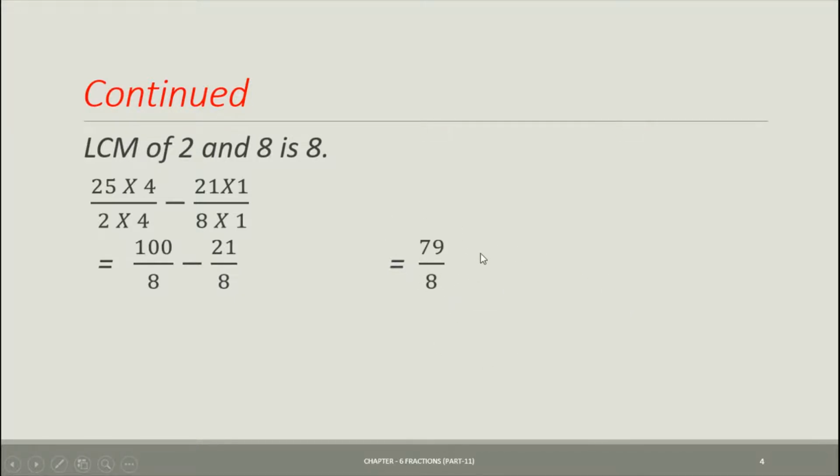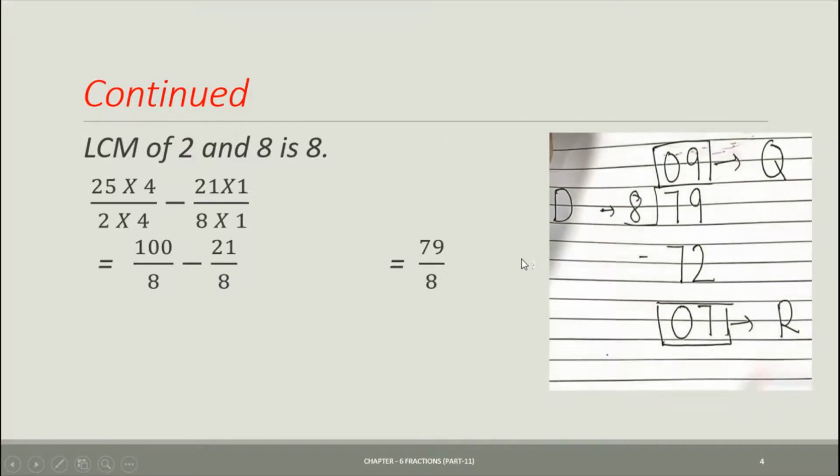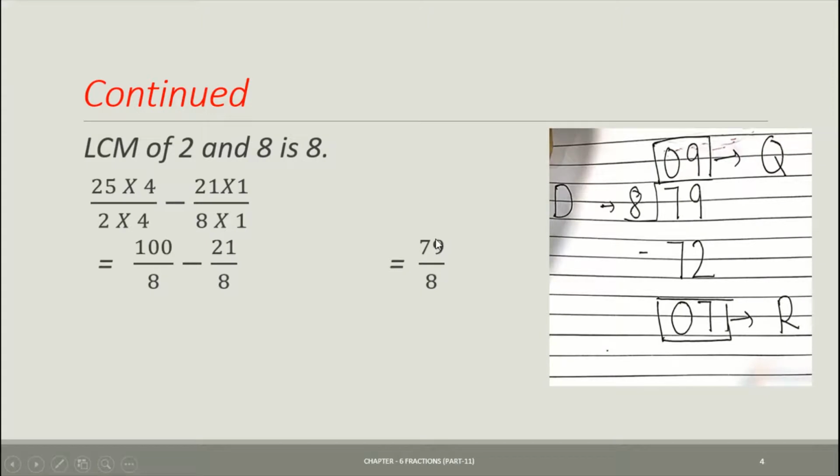Now scholars, we have to convert this improper fraction to a mixed fraction. So how to do that? We have to just divide numerator by denominator. So when we divide numerator by denominator, we will get quotient and remainder. Okay. So here after dividing, we are getting quotient as 9 and remainder as 7.